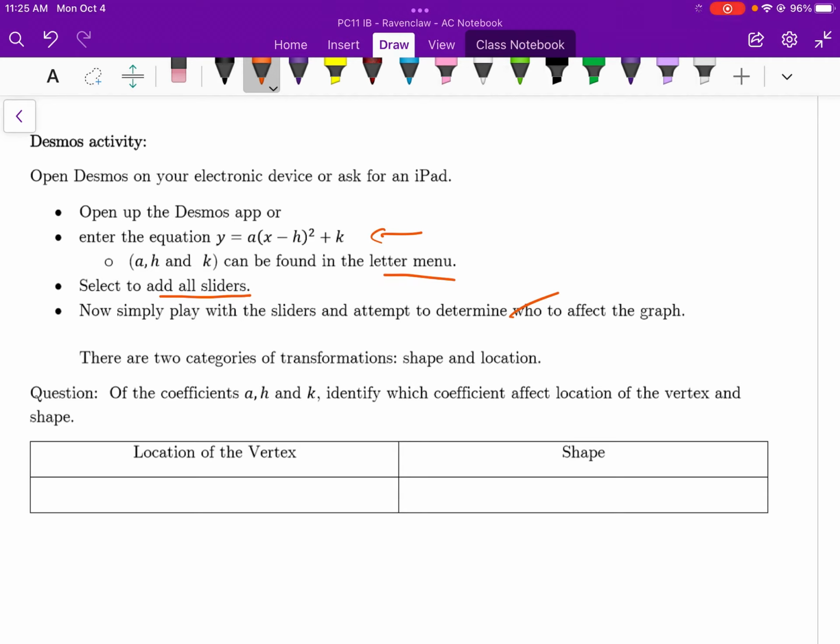So there are two categories of transformations, shape and location. Let's look at a, h, and k. We're going to identify which parameter, a, h, or k, affects the location of the vertex, and what affects the shape of the graph.